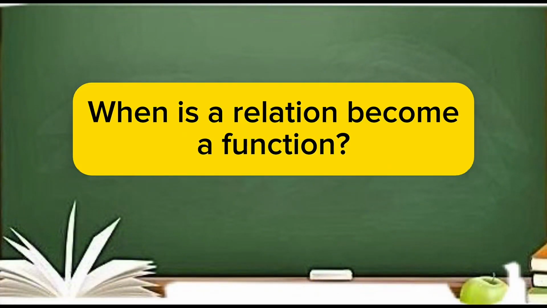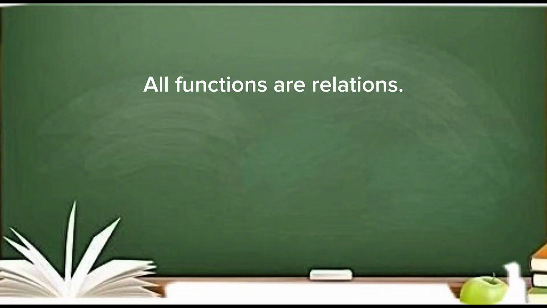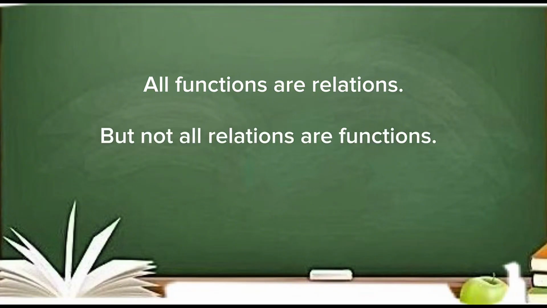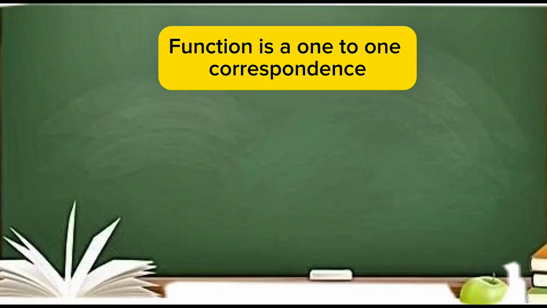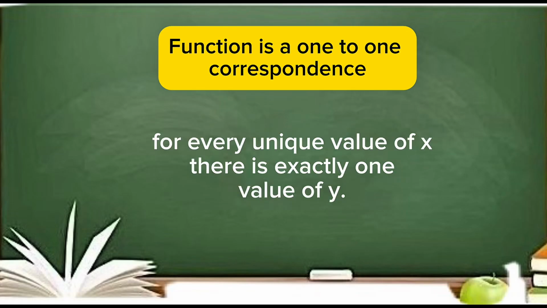When does a relation become a function? As I said a while ago, all functions are relations, but not all relations are functions. When can we say that the given relation is a function? To answer the question, we need to know that a function is a one-to-one correspondence. It means that for every unique value of x, there is exactly one value of y.